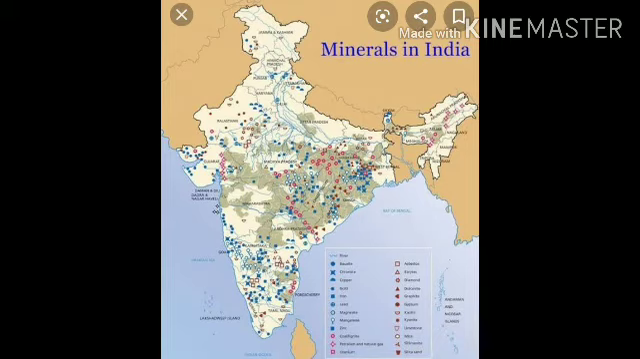We are doing chapter 5 of geography, that is minerals and energy resources. Today we will discuss the mode of occurrence of minerals. Right? So let's start. The first question arises, where are these minerals found? Where are these minerals?